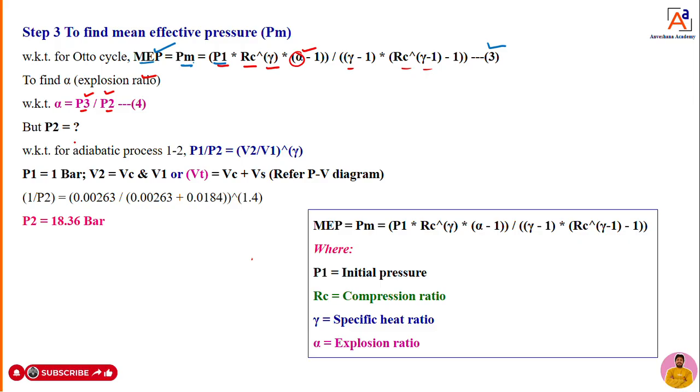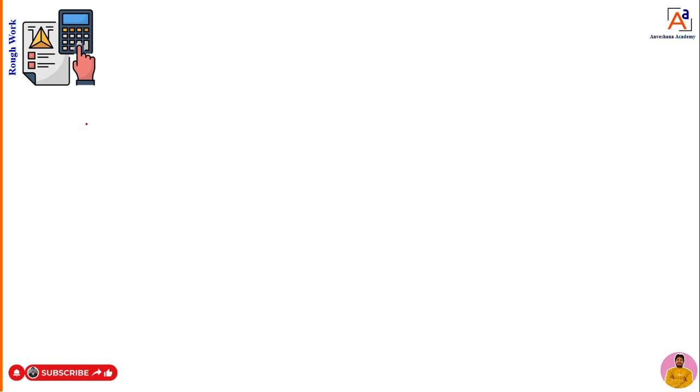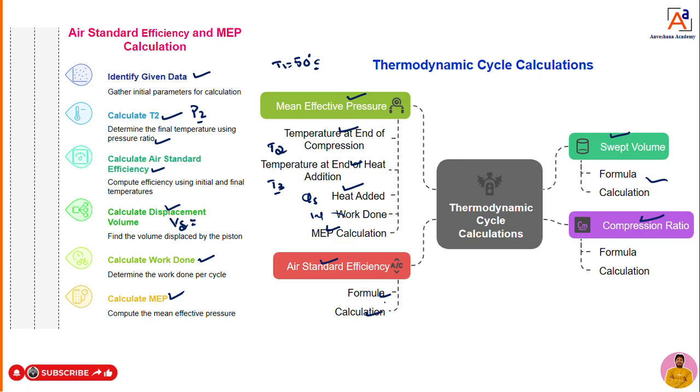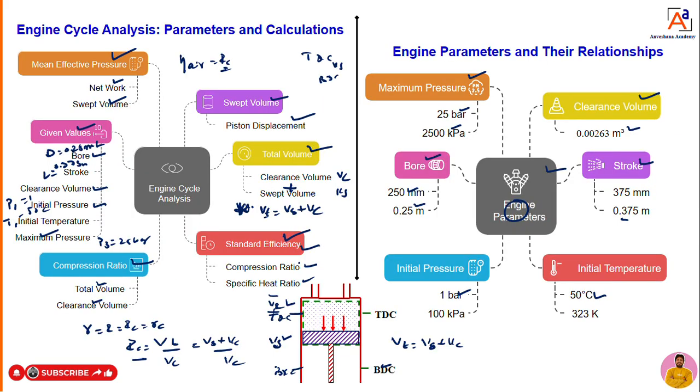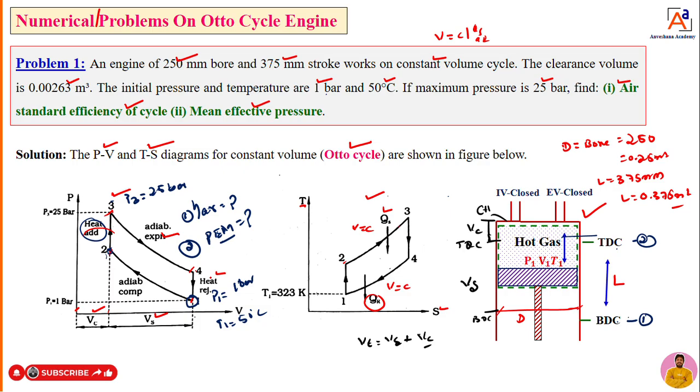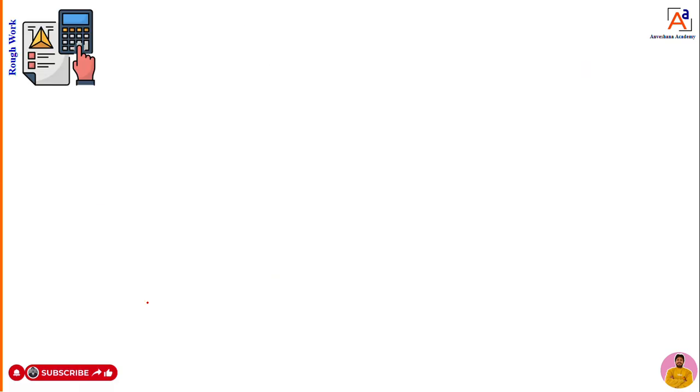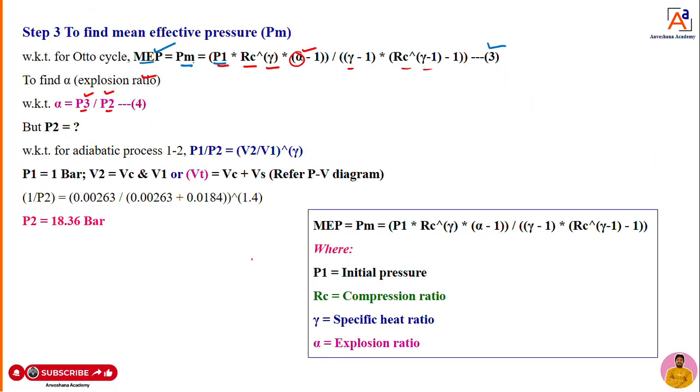But that P2 we can calculate. How to calculate with the help of an adiabatic equation? What is that adiabatic equation? Which process do I need to take here now? Adiabatic compression, 1 to 2, dear students. I will take the adiabatic compression process. With the help of that, I will try to take the value of P1, P2.